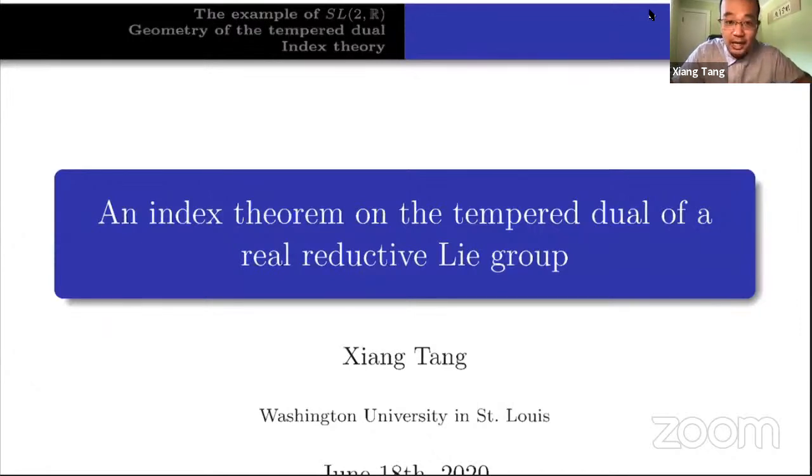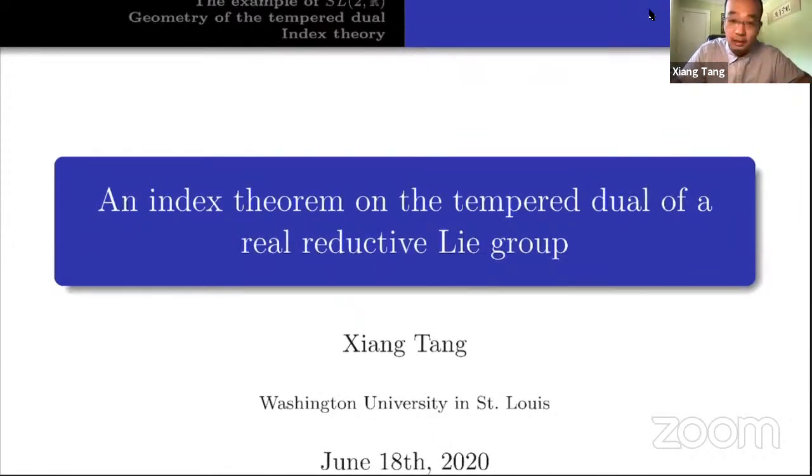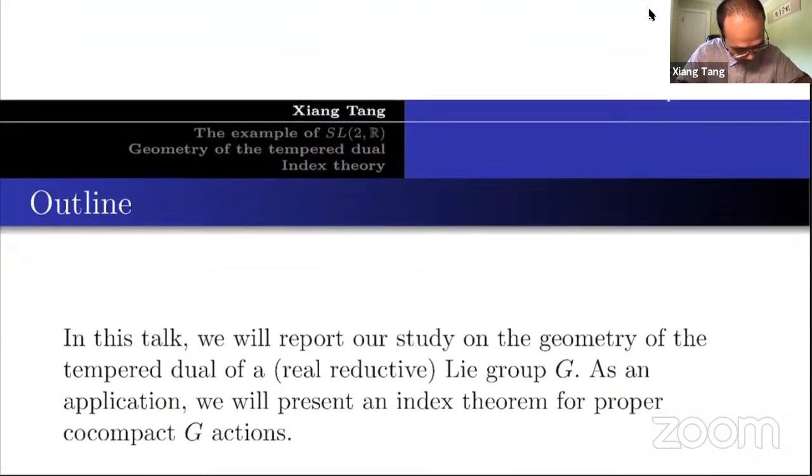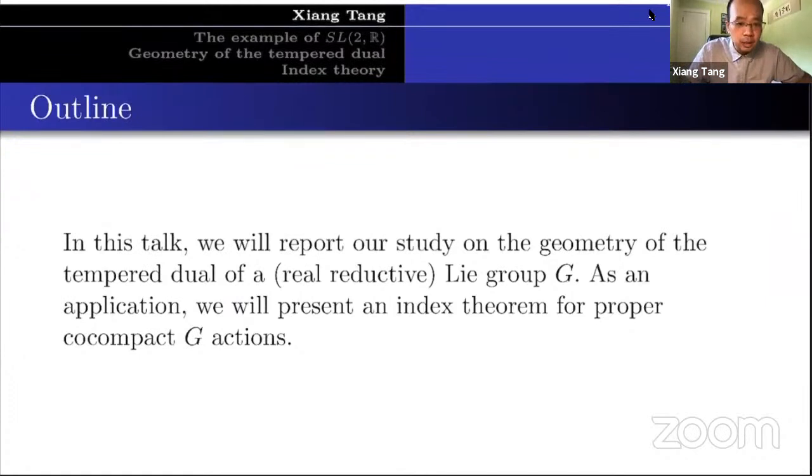So today I would like to talk about some of my recent work about the index theorem on the tempered dual of a real reductive Lie group. The tempered dual of a real reductive Lie group comes from representation theory. What we found is that the tempered dual is equipped with a natural topology, which I will explain a little bit today in my talk.